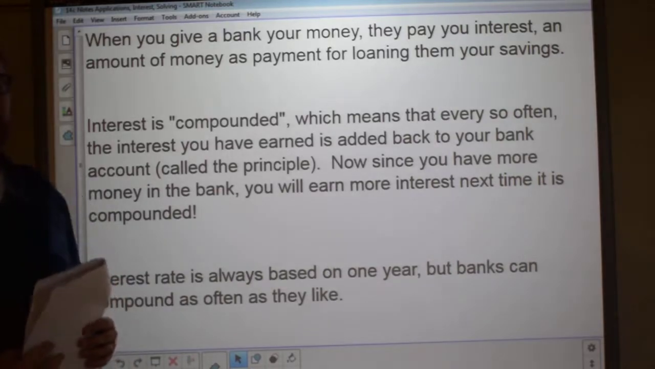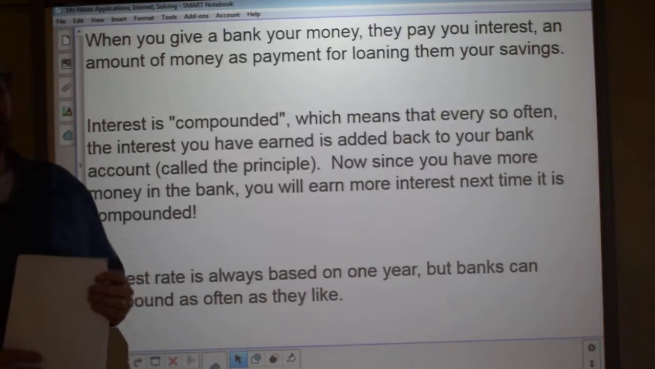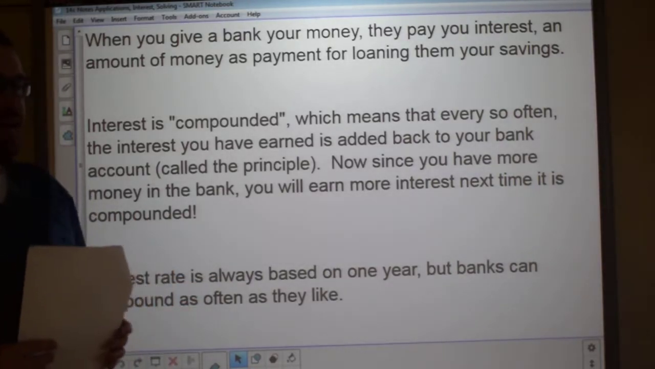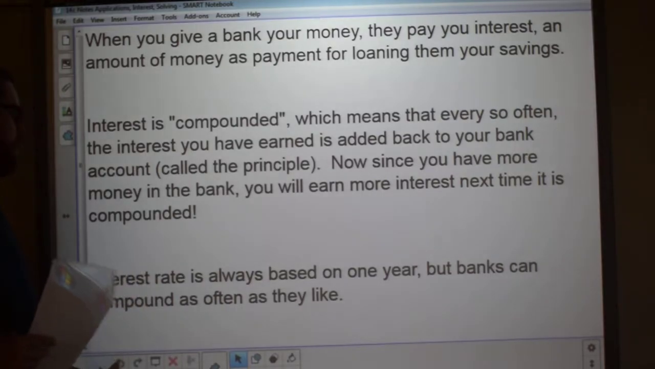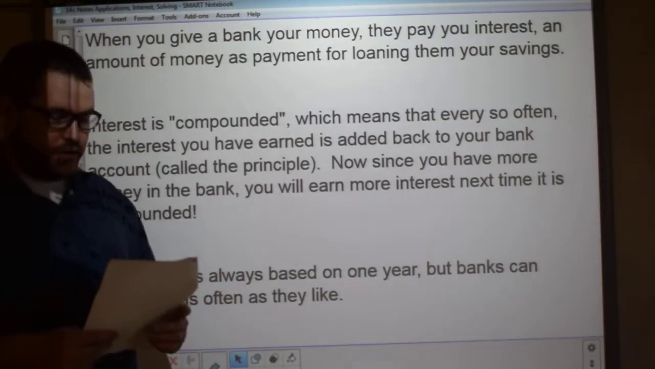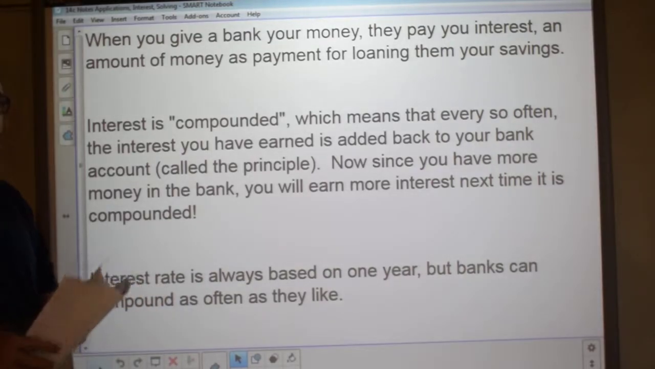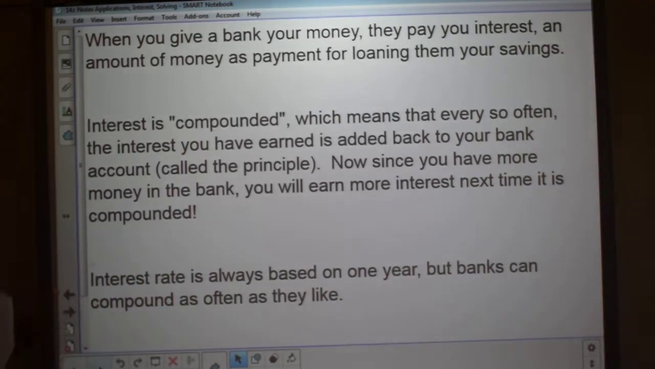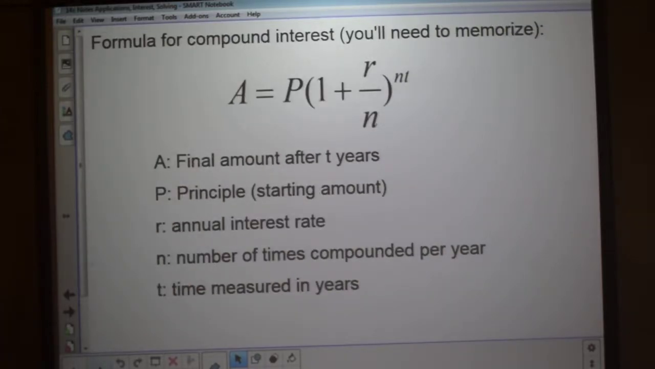Okay, that's called compounding. How often they compound it can change bank to bank, and it greatly affects how much money you have. It's always based on an interest rate. Interest rate is by year, but banks don't have to compound just once a year. They can compound as frequently as they'd like. So let's try a problem. Well, let's look at the formula first.